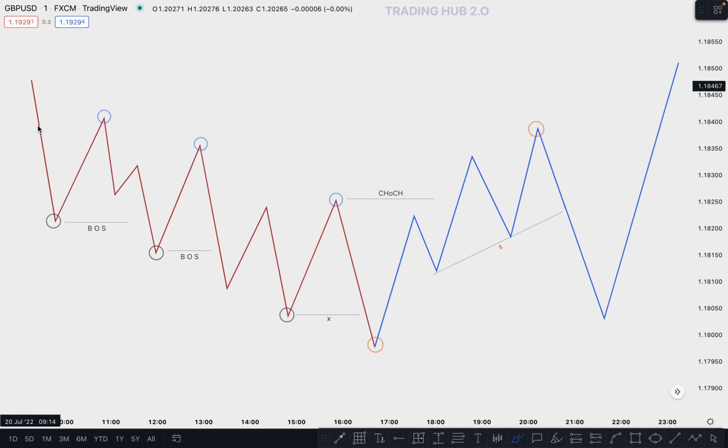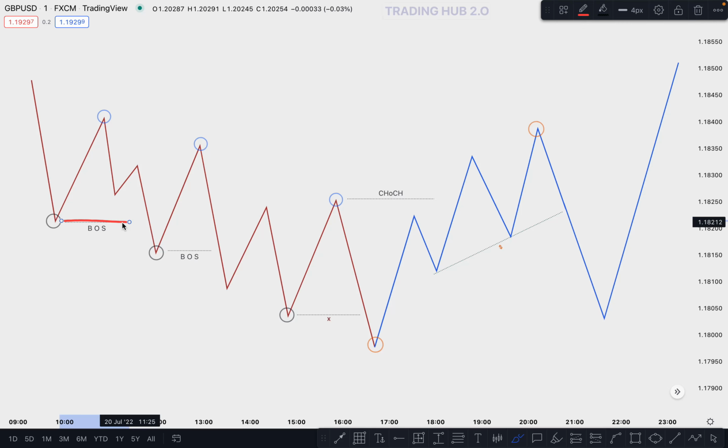As you can see here, market momentum is bearish, creating lower lows and breaking the structure. This one is called a break of structure. And then what happened? Price always drops in a corrective way, not an impulsive way. Market moves something like this. Okay, so what happened here?